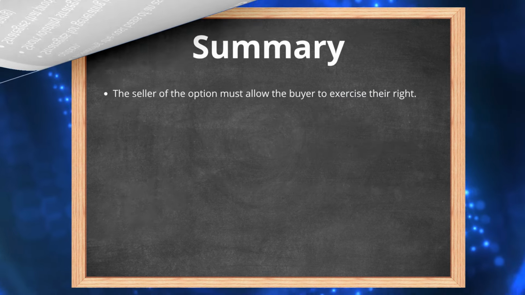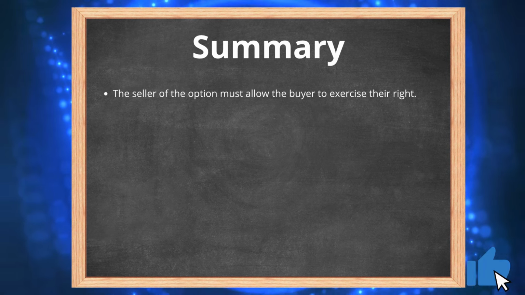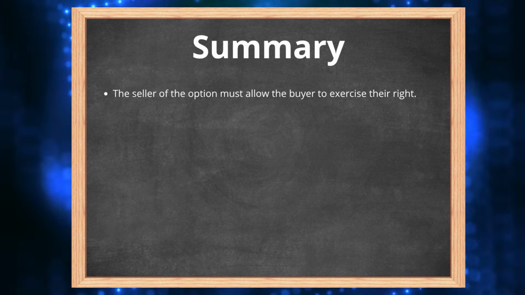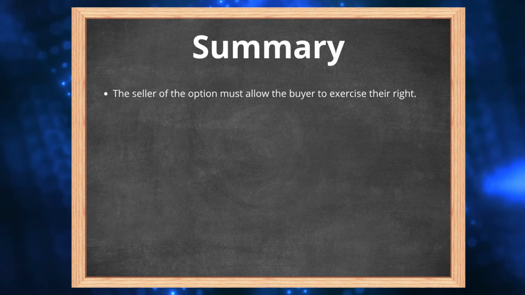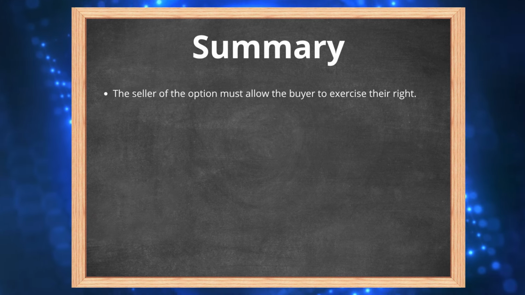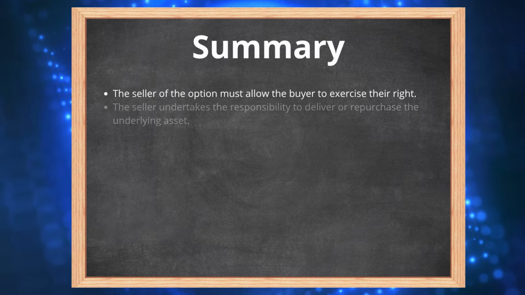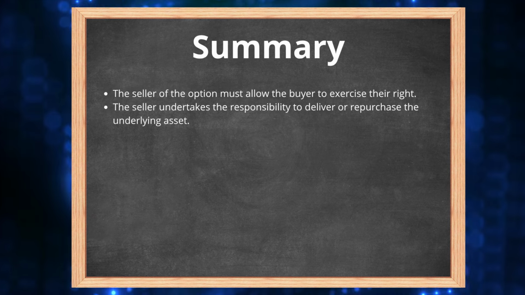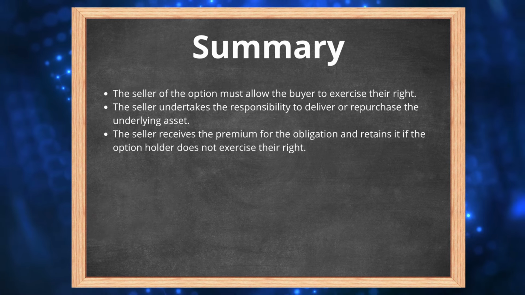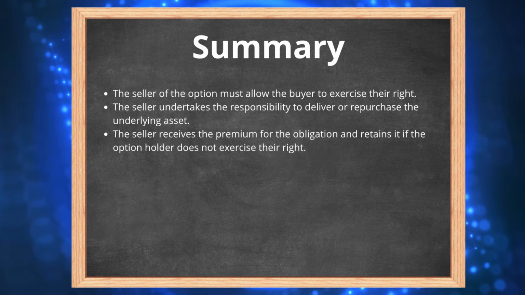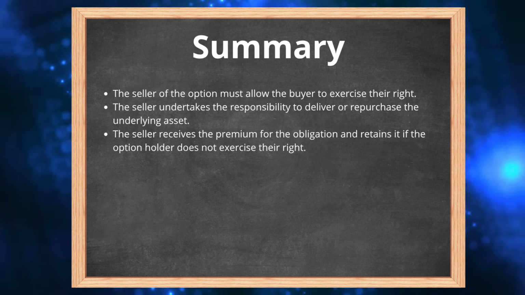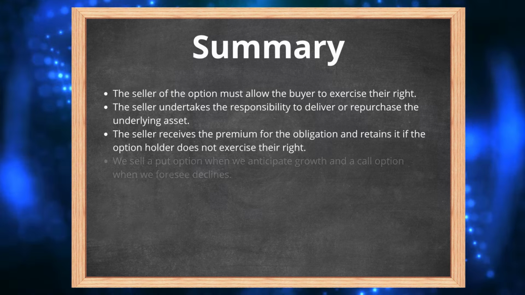To summarize, every right comes with someone else's obligations, and that applies directly to options. The option seller enables the option buyer to exercise that right. That means taking on the obligation to deliver or purchase the underlying asset depending on the contract. For taking on that risk, the seller receives a premium. If the buyer chooses not to exercise the option, the seller simply keeps the premium.